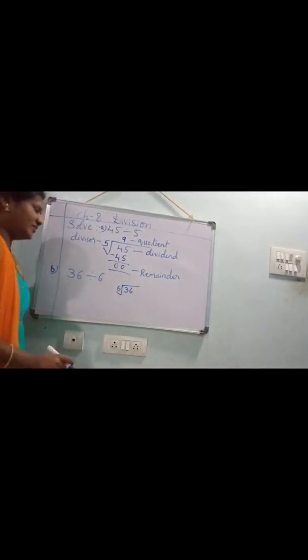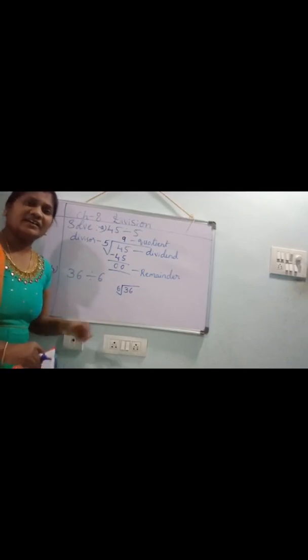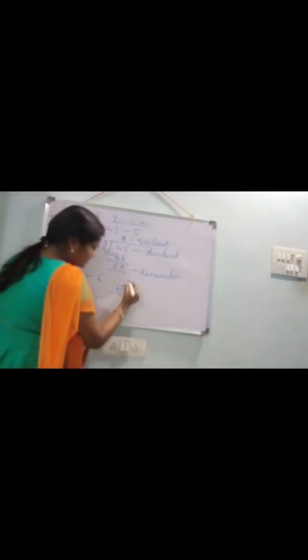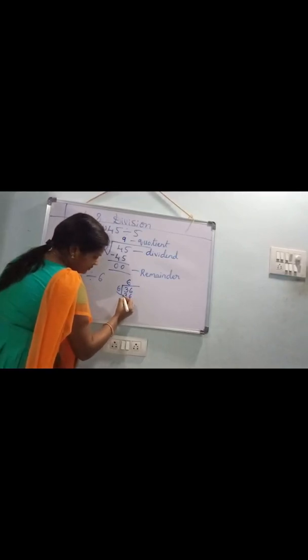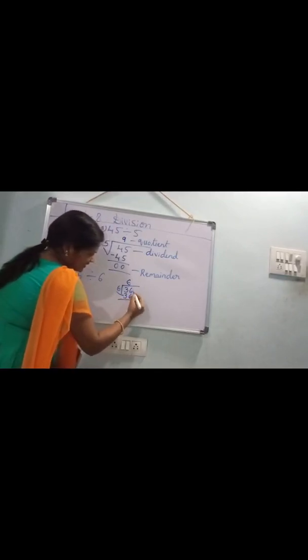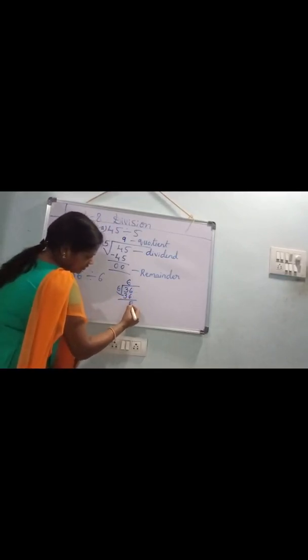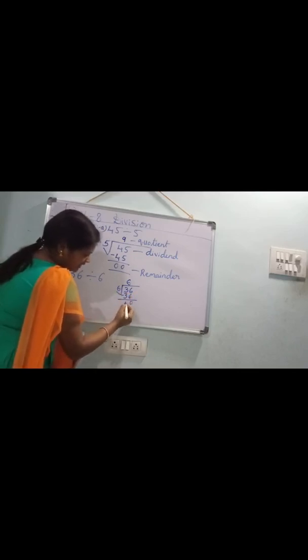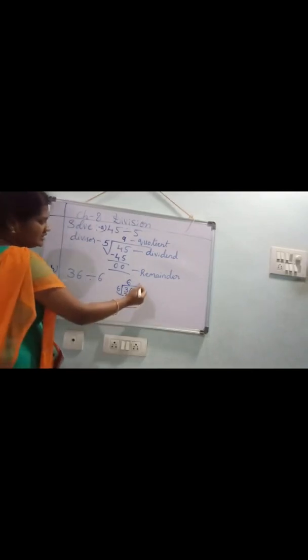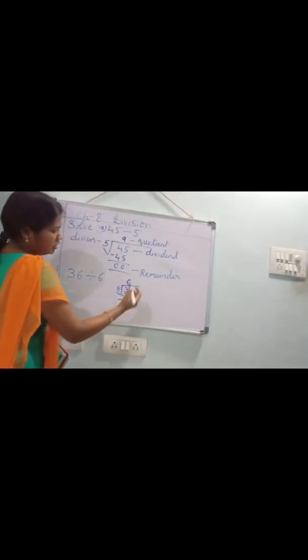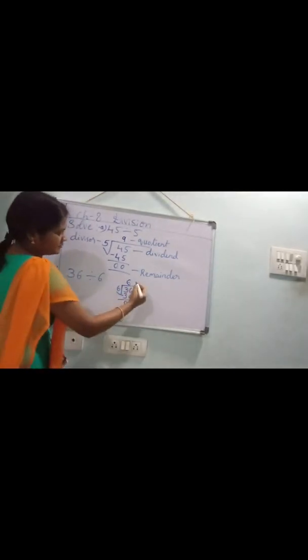Yes, it will divide. 6 sixes are 36. You should write 6 here. You should write 36 here. You should do the minus. 6 minus 6, 0. 3 minus 3, 0. Understood, children? What is the remainder? 0. Quotient 6.